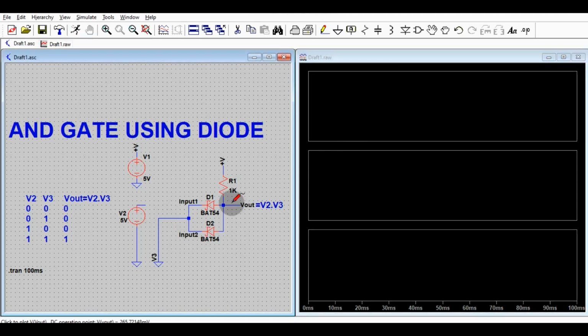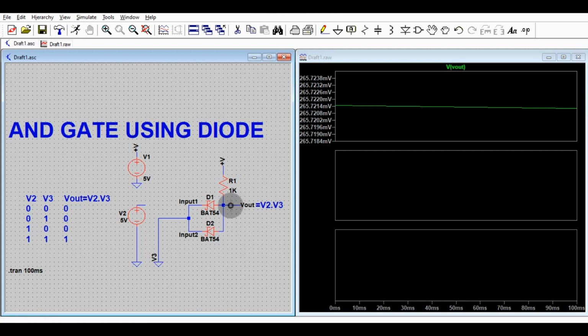Okay, just run the simulation and let me show you the output. You can see here I cannot see any cursor, since it is connected to the ground, so no current is flowing. That's fine. If both inputs are low, that means 0 0, your output is 265.721 milliwatt. So your output is 265 milliwatt, which we will consider as a logic low.